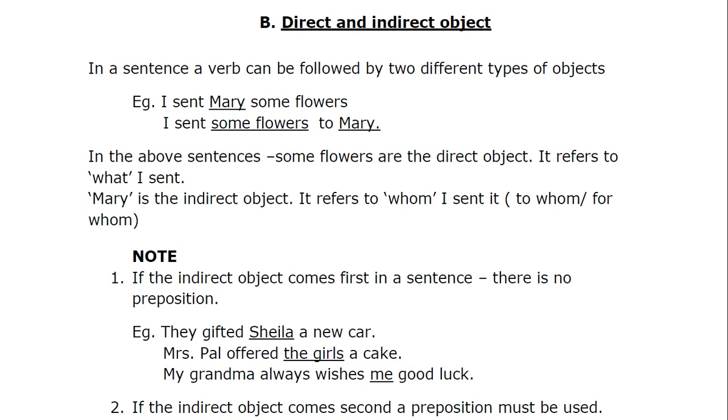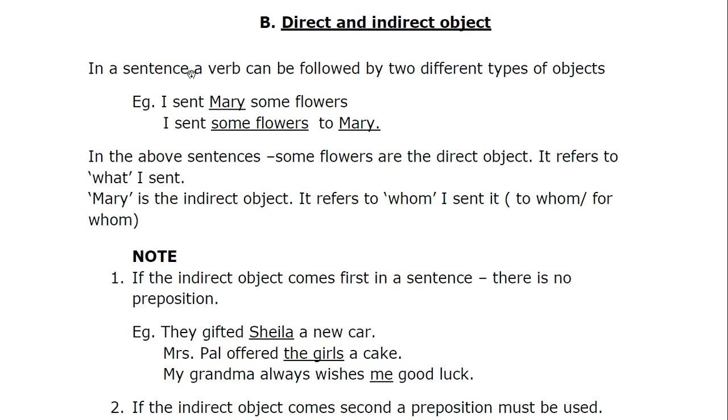Example, I sent Mary some flowers. Then, I sent some flowers to Mary. Sorry, this is to be underlined. Some flowers is to be underlined. I have not underlined over here. Please underline when you are writing. So I sent. What is your action in both the sentences? Everything is the same. The same person, the same thing is being sent. Sent by the same person also and the action is also same. Correct? Sent is the action.